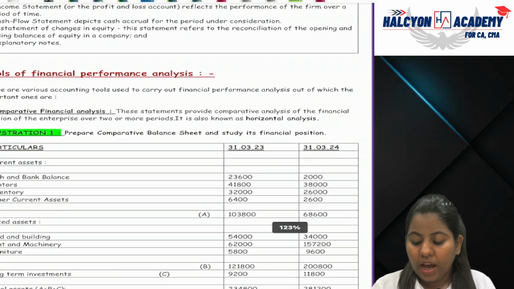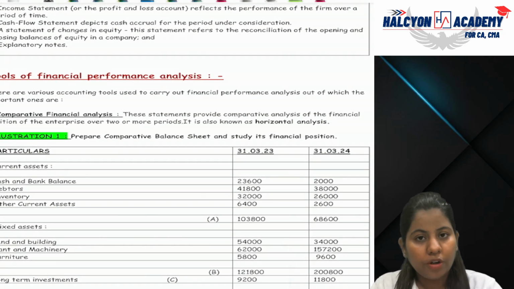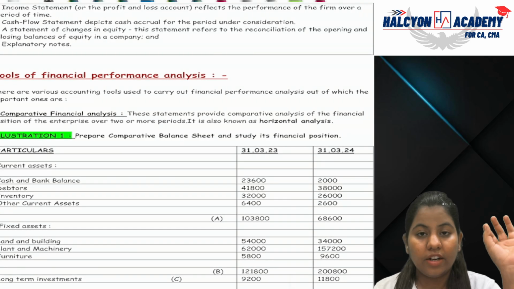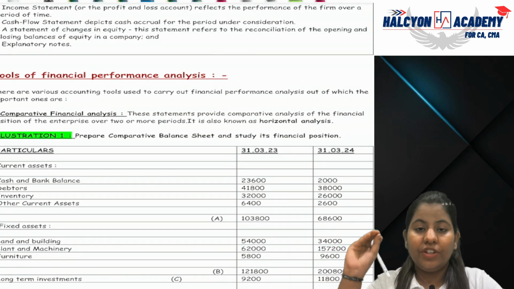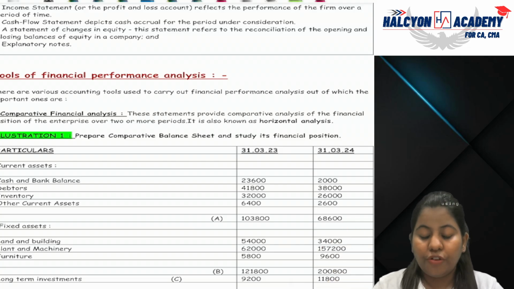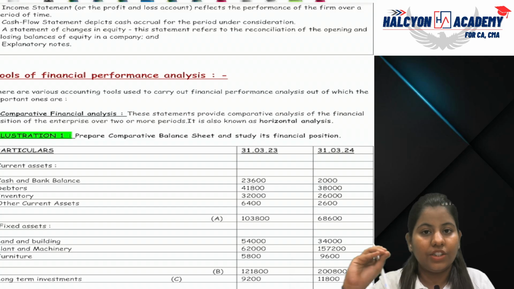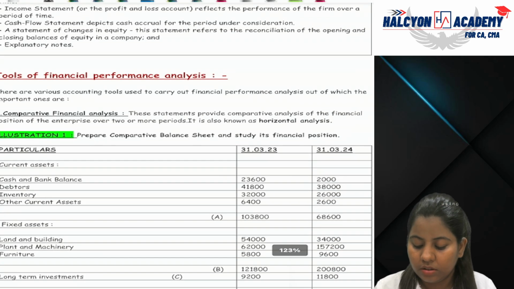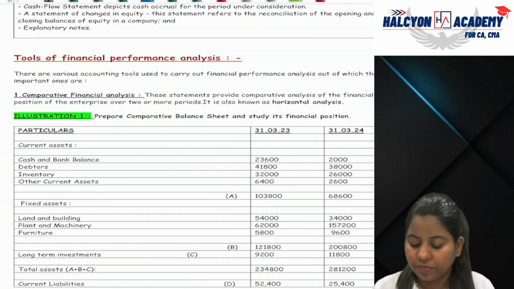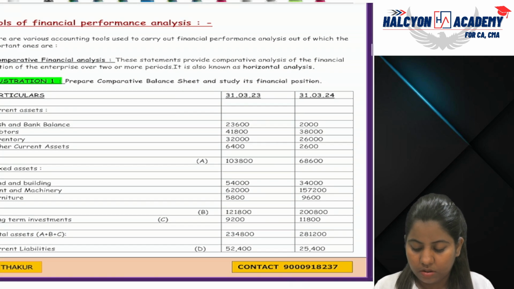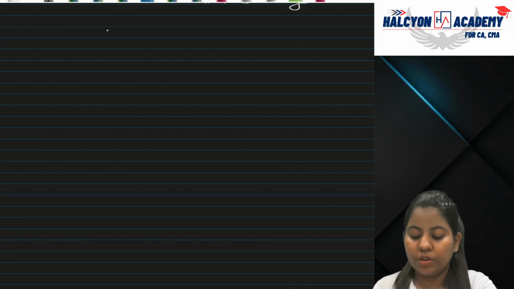So we are going to compare the financial performance of any 2 or more years through comparative financial analysis. The name itself is comparative. So we are going to compare to find out the growth. Is the organization growing or not? Okay. So how is it done? The question is how it is done. See, for example, I am going to give you an example.